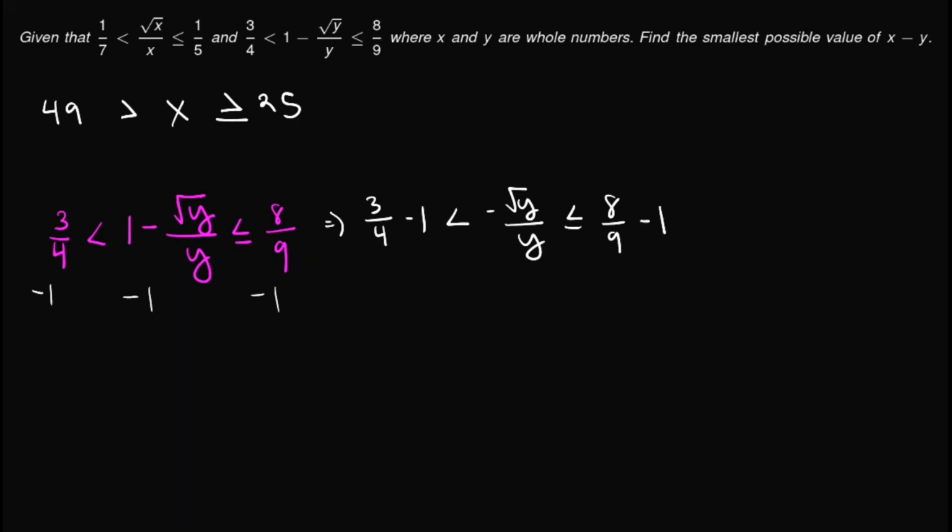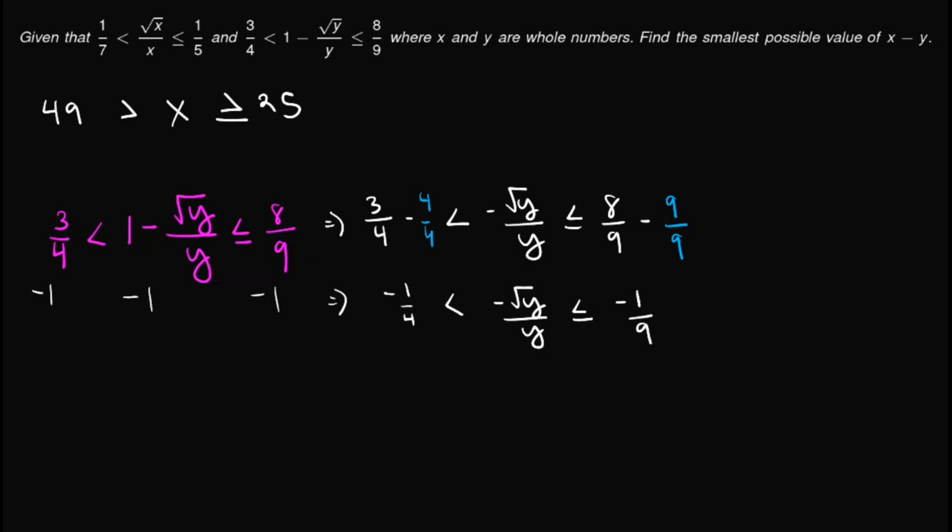minus 1. And note that the 1 out here can be written as 4 over 4, and here can be written as 9 over 9. So we will simply have negative 1 over 4 less than negative square root of y over y less than or equal to negative 1 over 9.